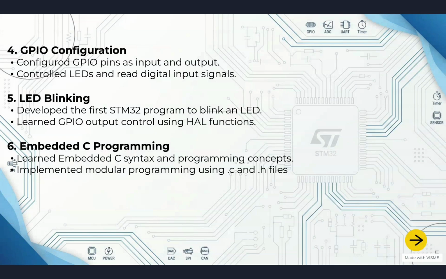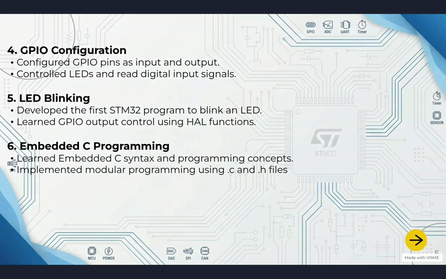In GPIO configuration, we learned to configure the pin as input and output for controlling LEDs and reading digital signals, and LED blinking. Our first embedded program was LED blinking, which helped us understand GPIO configuration and output function. And we learned embedded C programming and modular programming, where .c and .h files are used.